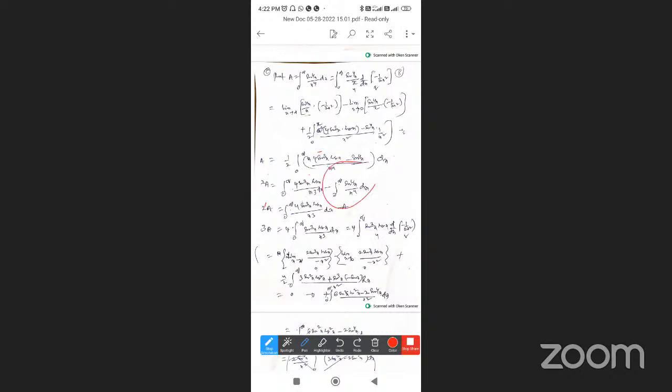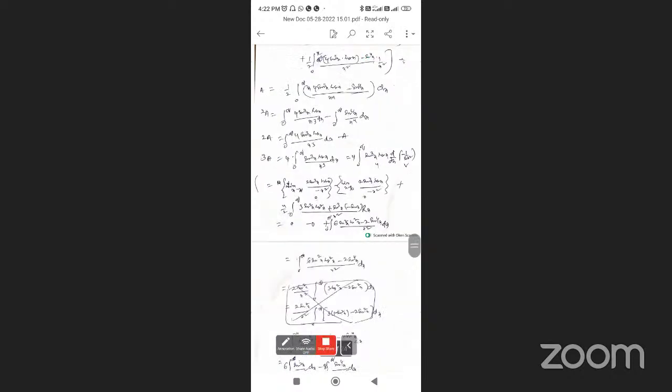This is the value a minus a. Minus a we can take to the left side. 2a plus a is 3a. 4 is common, 0 to infinity sin cube x into cos x by x cube into dx. 4 into 0 to infinity sin cube x into cos x dx. x cube can be written once again as minus 1 by 2x square. Again uv method.